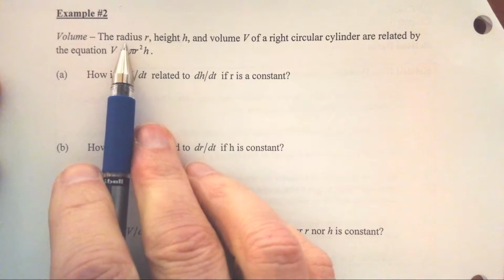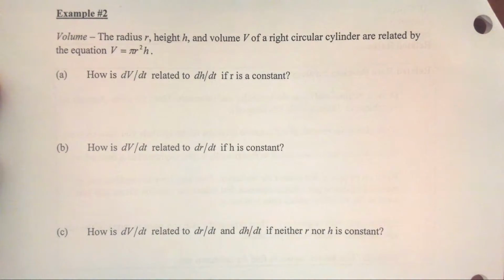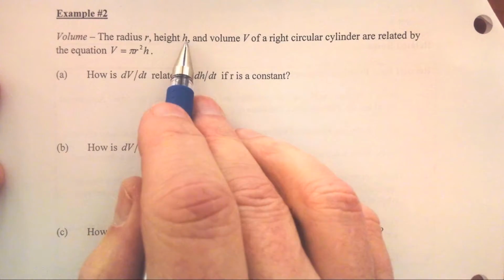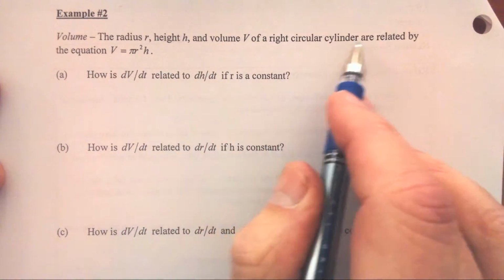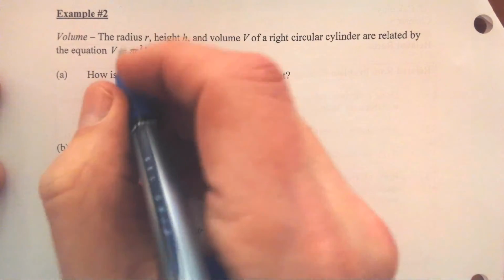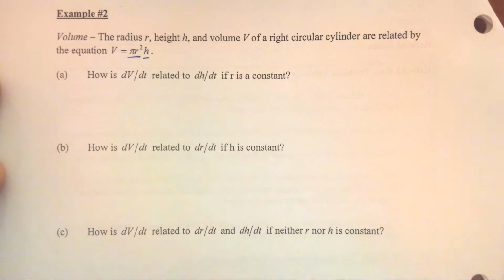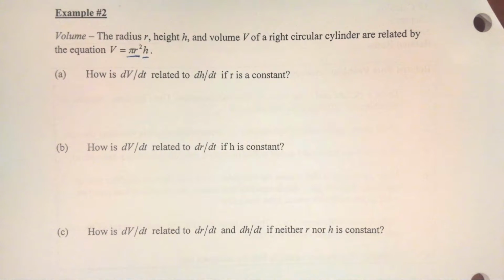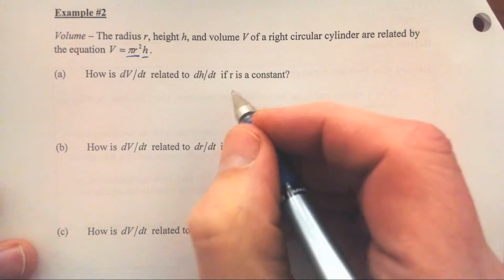Example 2, which by the way is problem 3 in your book. The radius r, height h, and volume V of a right circular cylinder are related by this. That is the area of the base times the height. That's probably a formula we're going to need to know. How is dV/dt related to dh/dt? Now we've got to read this carefully.